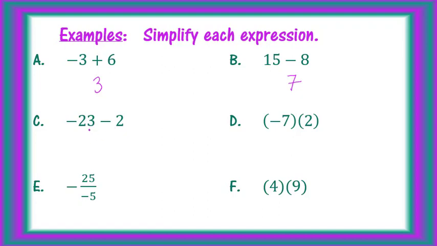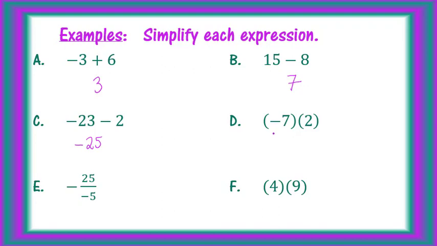Next, for C, negative 23 minus 2. Since these have the same sign, I am going to add and keep the sign. Negative 23 minus 2, 23 plus 2 is 25. Keep the sign. Negative 25 is our answer.